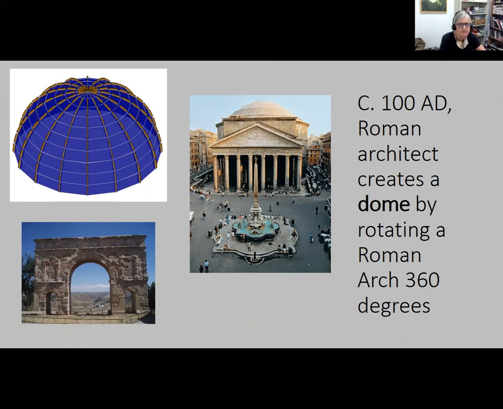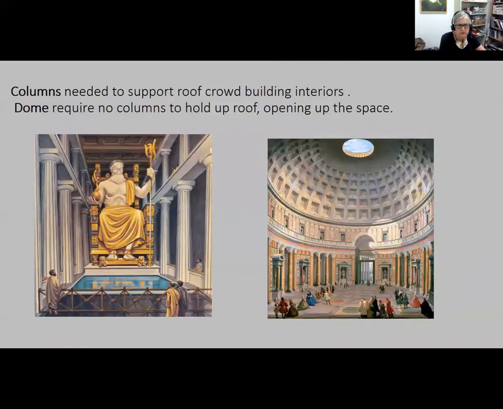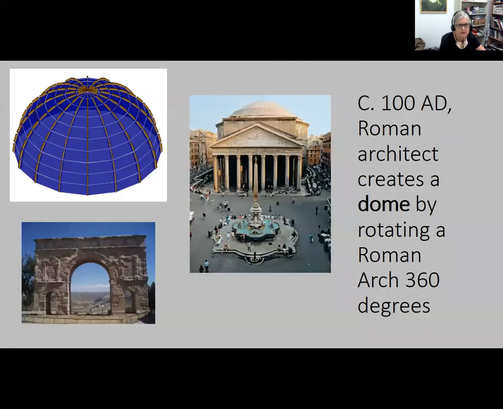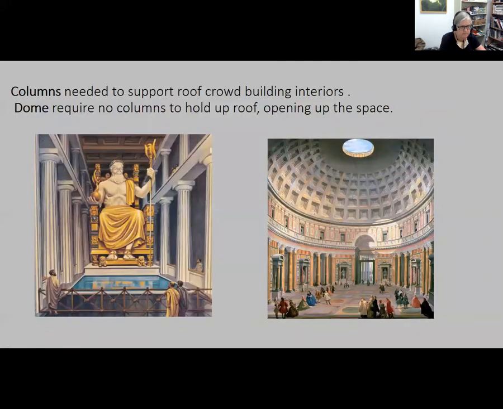wider distances. So the building we're going to talk about in a minute is this building right here. This is the Pantheon. Domes are really great because the walls of the building can support the dome, and the dome is the roof, and now you don't need a bunch of columns to hold it up. So instead of having a really narrow space like this, instead you have this big open space, and this is the interior of the Pantheon.